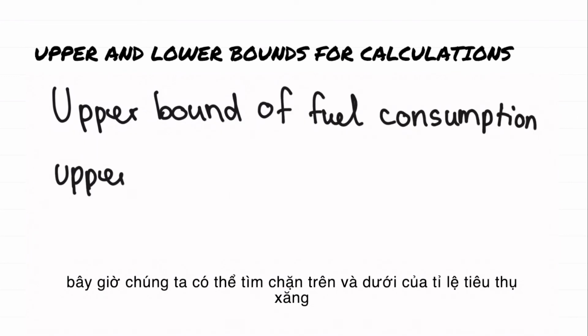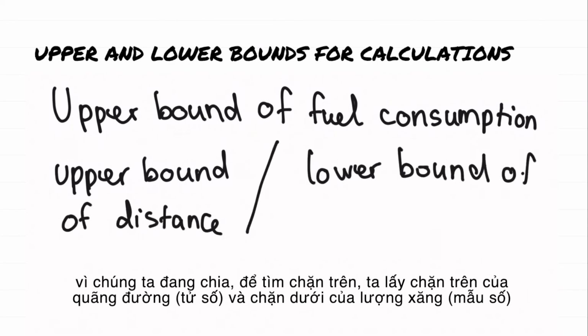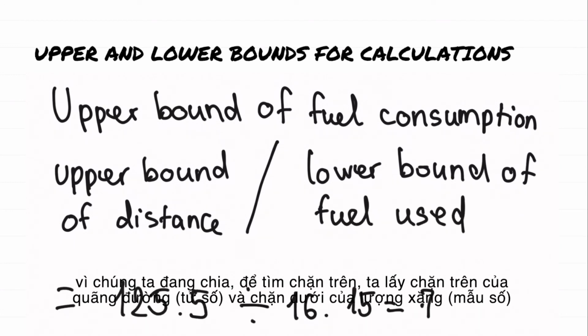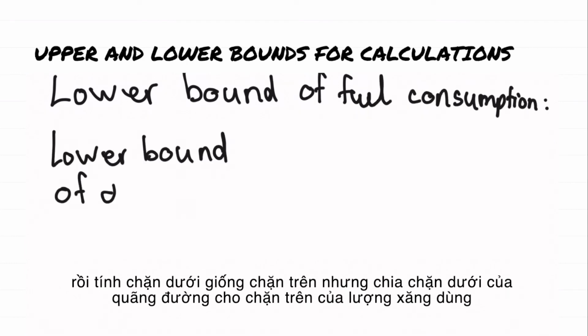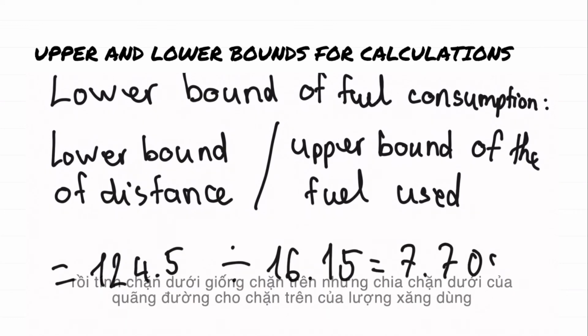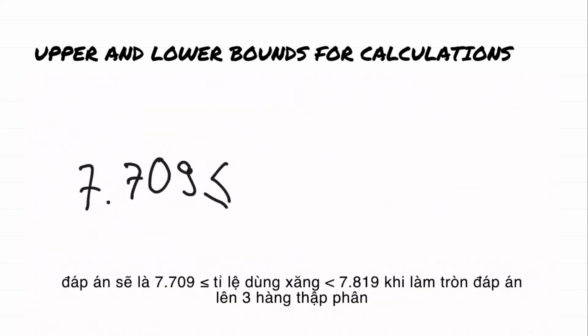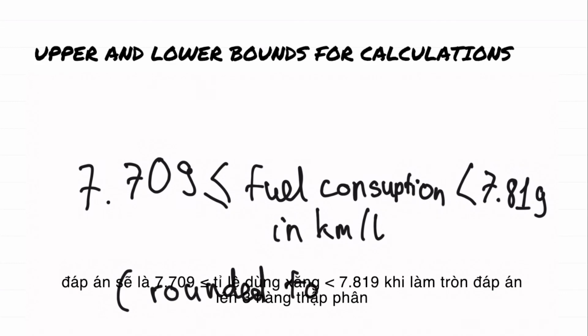Now you can find the upper and lower bounds of the fuel consumption. Since we are dividing to find the upper bound, you take the upper bound of the distance, which is the numerator, and the lower bound of the fuel used, the denominator. Then calculate the lower bound similar to the upper bound, but divide the lower bound of distance by the upper bound of the fuel used. Your answer now should be fuel consumption in kilometer per liter greater than or equal to 7.709 and less than 7.819 when answers are rounded to 3 decimal places.